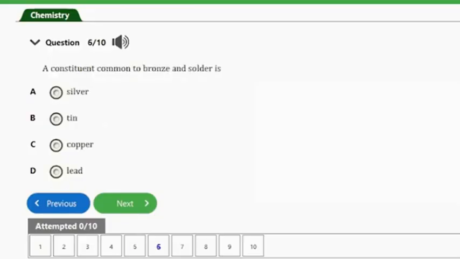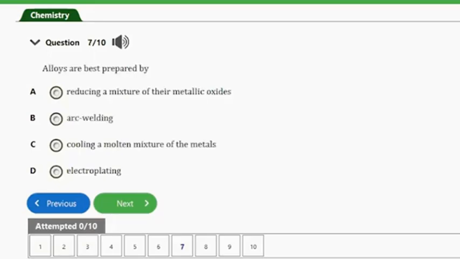Question number 6. A constituent common to bronze and solder is A, silver; B, tin; C, copper; and D, lead. The answer to this question is option B, and that's tin. Let's recall that bronze is made up of copper and tin, whereas solder is made up of lead and tin. So tin is what's common between solder and bronze. So that's it for that question. Let's consider the next question.